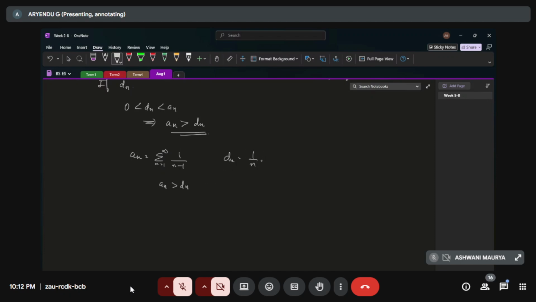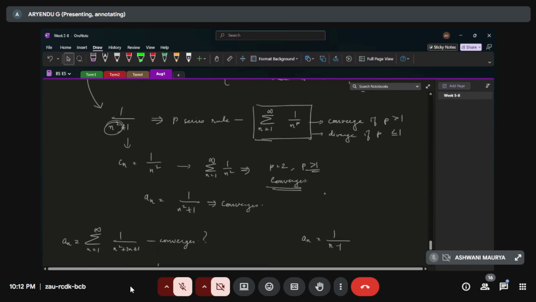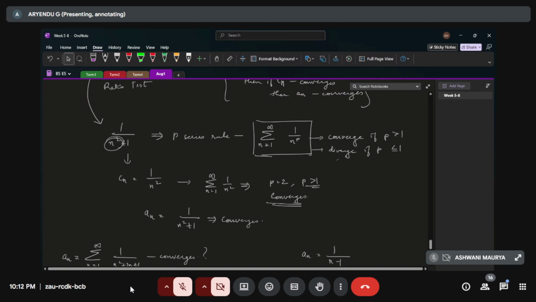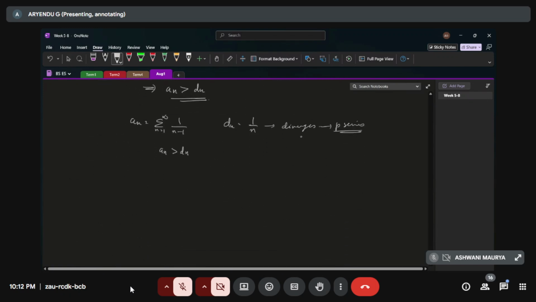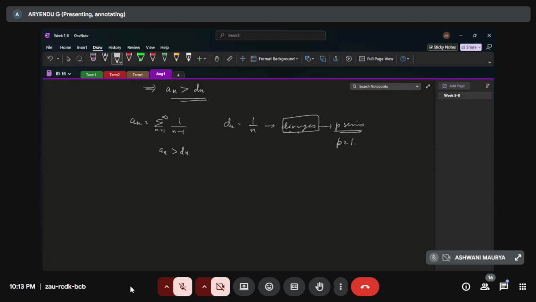Here, this obviously diverges, because from the P series rule, we know that it will diverge if p is less than or equal to 1. And here, the value of n is raised, it is 1 by n, so the value of p is equal to 1. Therefore, this will diverge. And since a of n is greater than d of n for all values of n belonging to the natural numbers, we can say that this series will also be diverging.